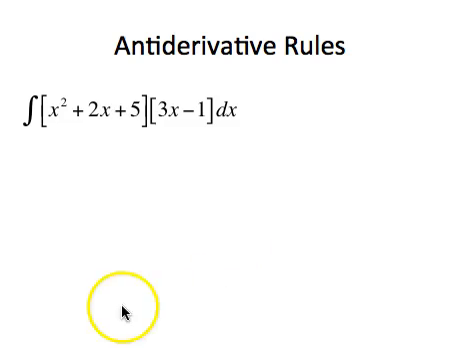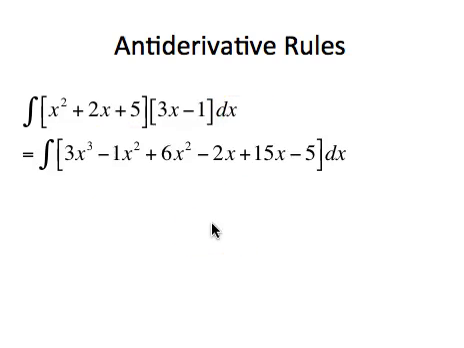For our next question, we're going to look at the antiderivative of x squared plus 2x plus 5 times 3x minus 1. The antiderivative of the product is not the product of the antiderivatives. Just like the derivative of the product was not the product of the derivatives, we had a special rule. We don't really have a special rule for antiderivatives. We're going to need to multiply this whole thing out. So how is that going to look?